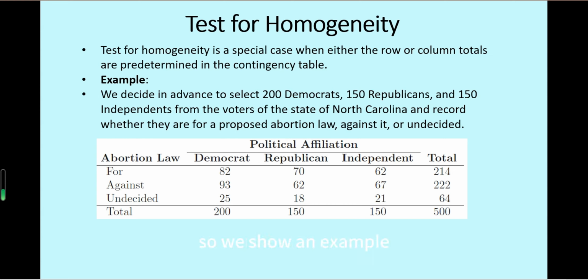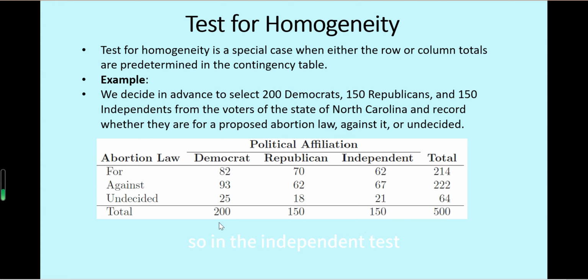So we show an example. Here we decided in advance to select 200 Democrats, 150 Republicans, and 150 independents from the voters of the state of North Carolina and record whether they are for a proposed abortion law, against it, or undecided. So this table is like a contingency table for these two variables, political affiliation and abortion law, with three values. But here you can see these column numbers are predetermined marginal counts.